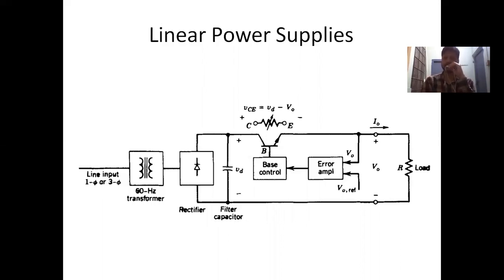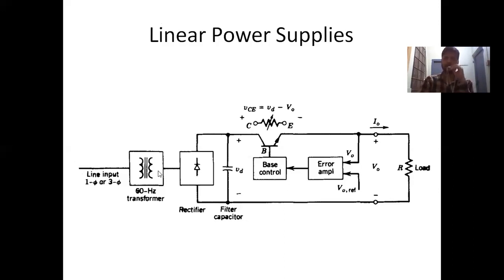The aim is the output of the capacitor should be a perfect DC voltage. That will of course depend on what is the value of the capacitance. If you have infinite capacitance, you will get a perfect DC output. Let us for the time being assume that the capacitor voltage VD is a perfect DC.